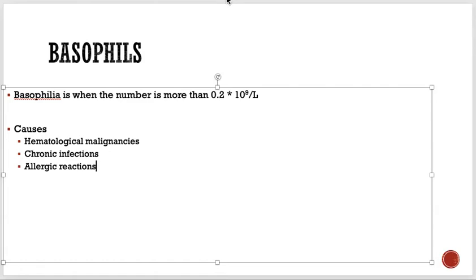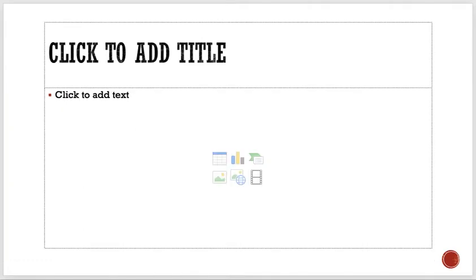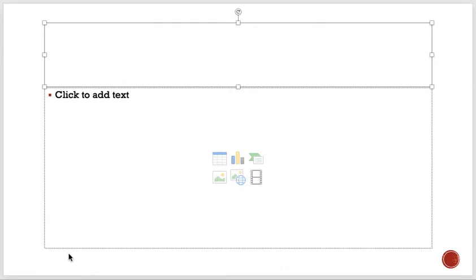And there are certain drugs which can increase the count of basophils in the blood, but as I told you, that's not an important thing to know about. Same thing. Probably the last type of cells which we are going to discuss today, and then from the next lecture, we are going to talk about other things.